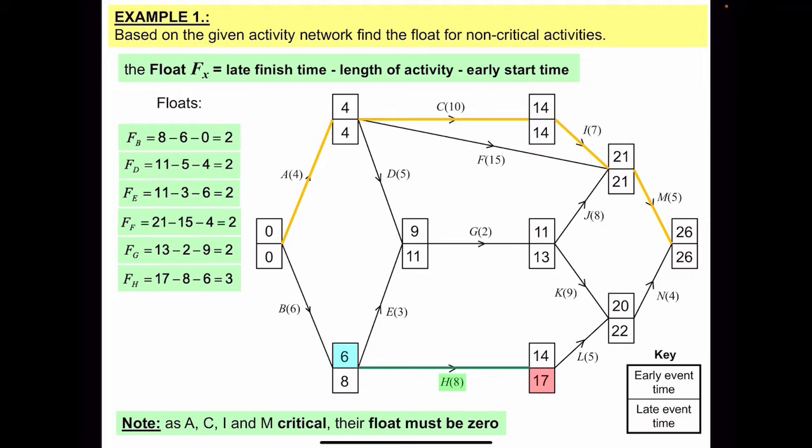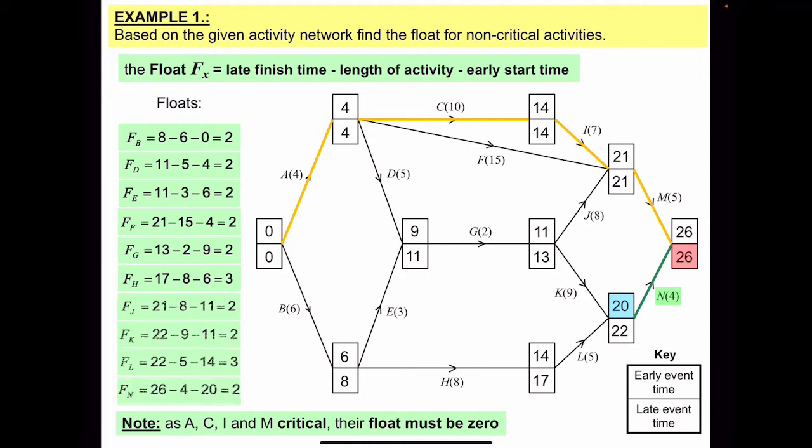And then the last ones to complete. There will be 4 more, I guess. J, and then K, L, and N. And then you can compare if you got the same ones. 2, 2, 3, and 2. So this is the float, how to find it.